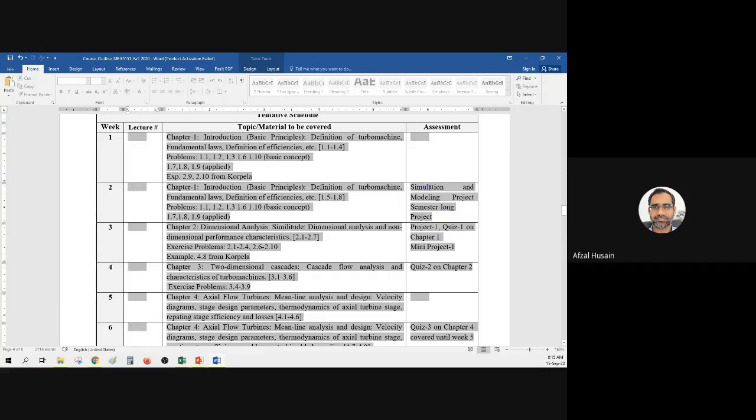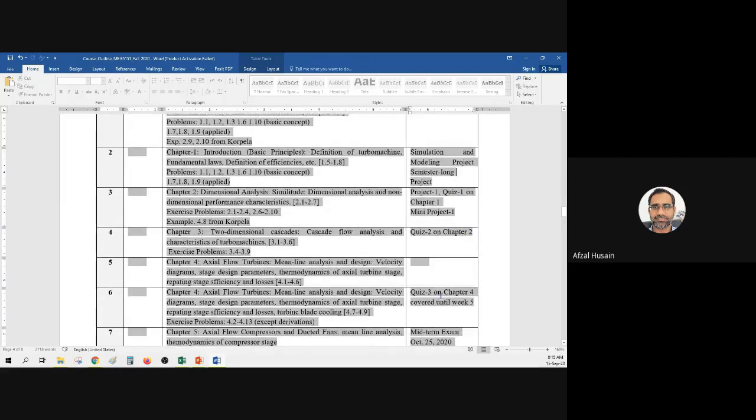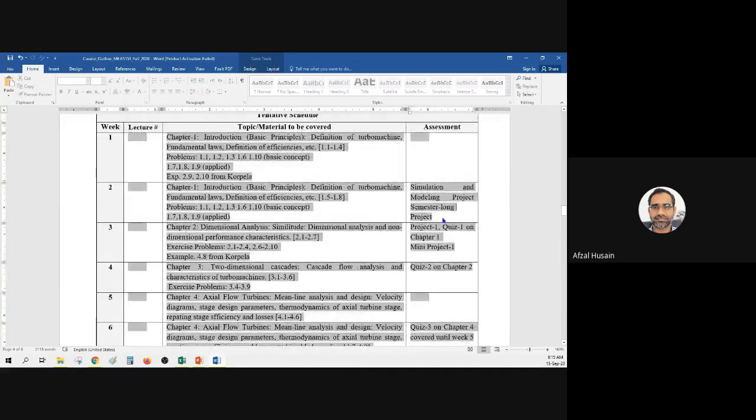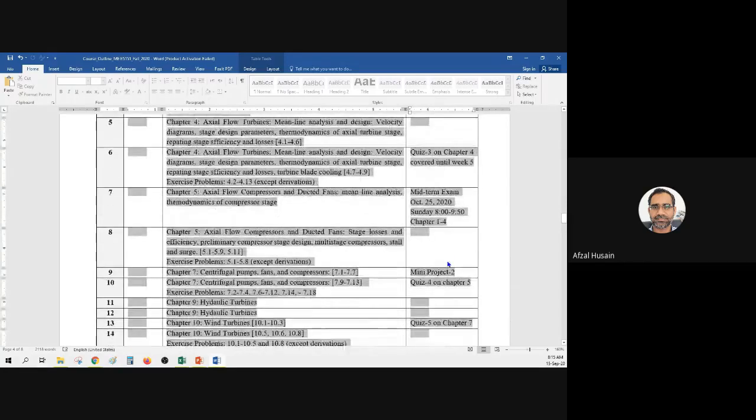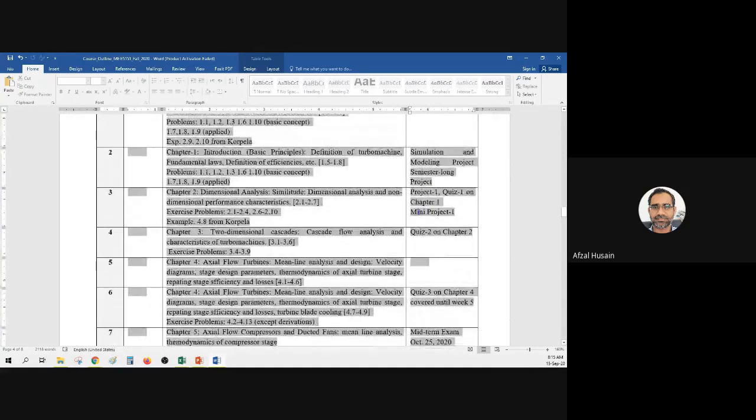So the next week we will be deciding about the term project. So for the term project, we will have one term project and we will have two small projects. The term project will carry more weightage, like 10 or 12 marks, and the small project will carry less weightage, maybe like 3 or 4 marks, one project. So we will have two small projects. We call them mini projects.